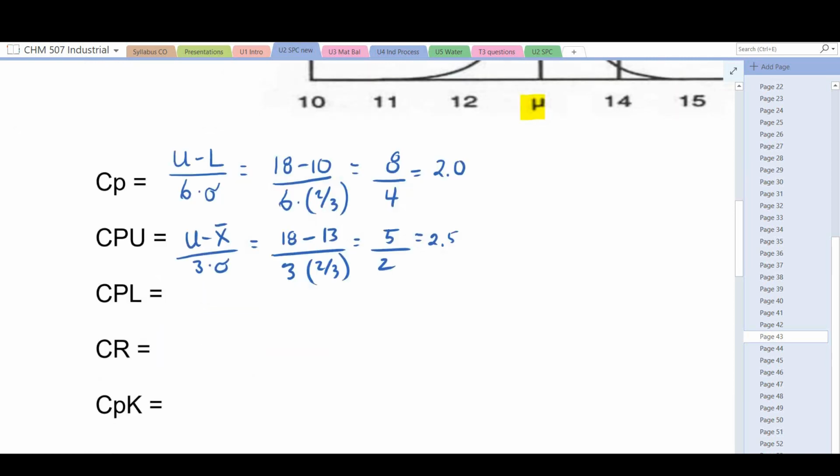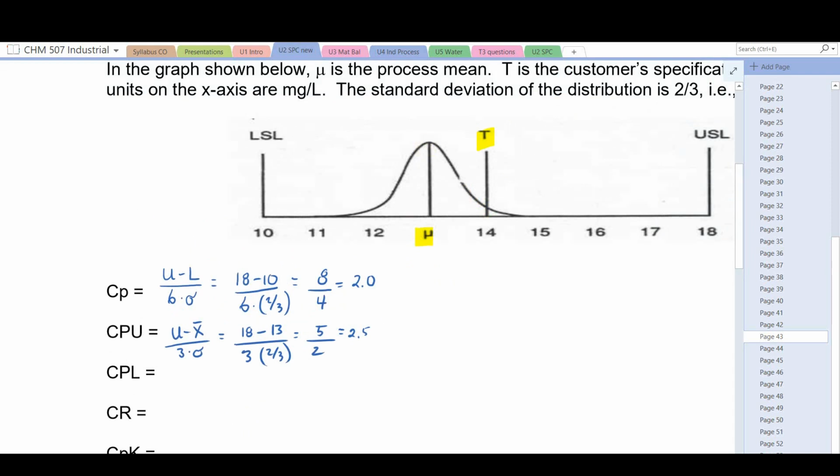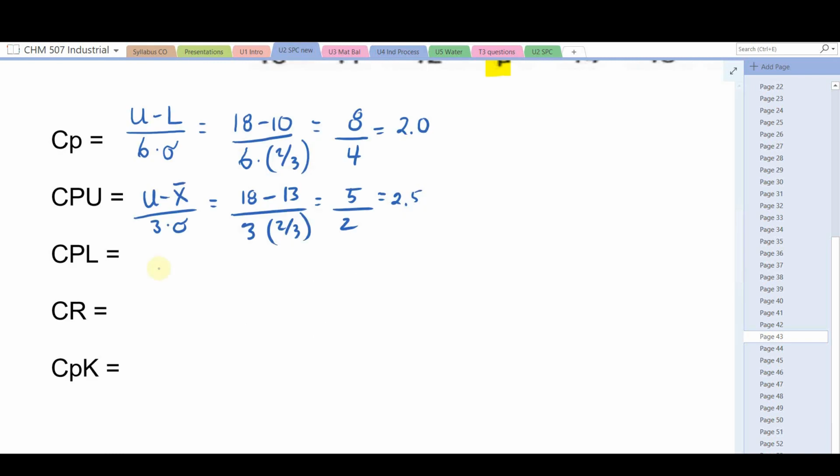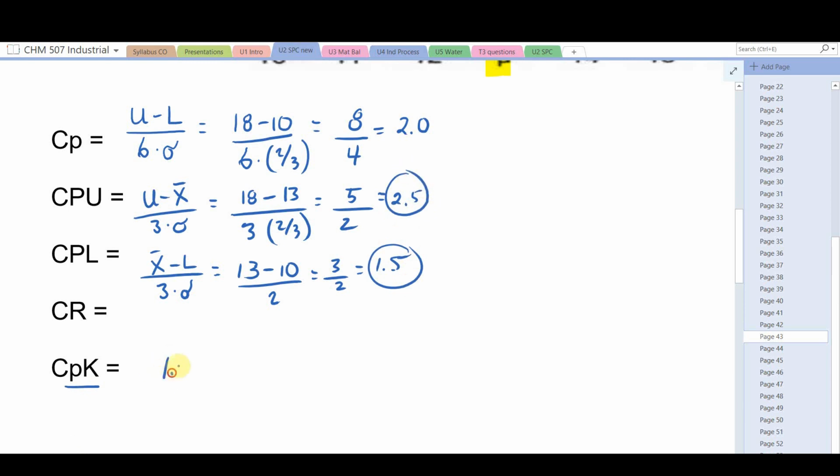But what's the lower process capability? Well, that would be the distance from the mean to the lower spec limit divided by 3 sigma. So that'll be x bar minus the lower spec over 3 sigma, half the spread. X bar was at 13 minus the lower spec is 10, divided by 2 from the previous calculation. 3 over 2 is 1.5. So our lower process capability, Cpl, is significantly less than the upper process capability. So Cpk is the lower of the two. So we're going to have to report 1.5.